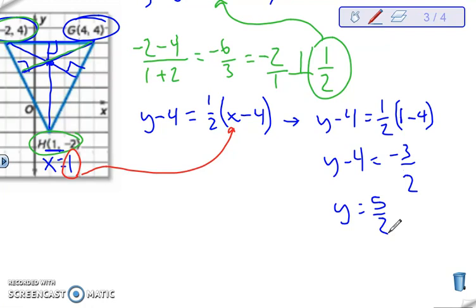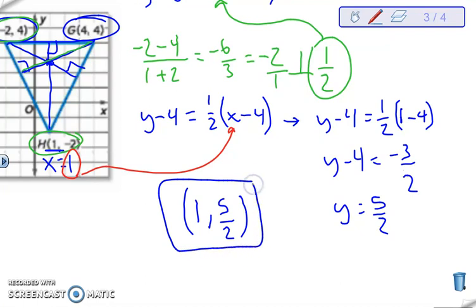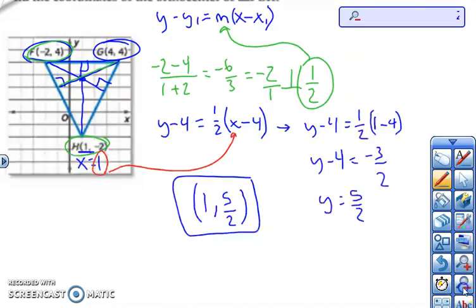So our final answer: x equals 1, y equals 5/2. So we just fill in the point.